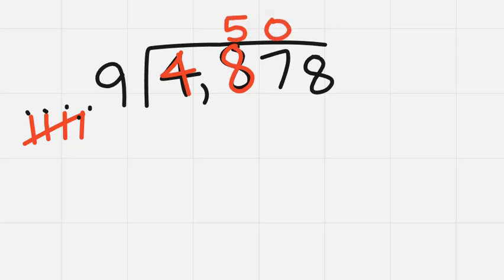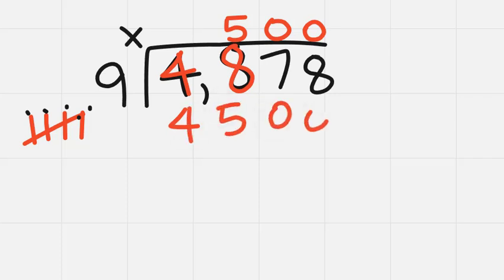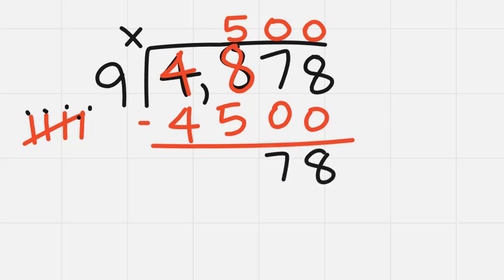We'll add 2 zeros as placeholders, and then we'll multiply. 9 times 5 is 45, and then we add the 2 zeros, and then we subtract. 8 minus 0 is 8, 7 minus 0 is 7, 8 minus 5 is 3. And then 4 minus 4 is nothing, so we can ignore it. Now we begin to divide again.